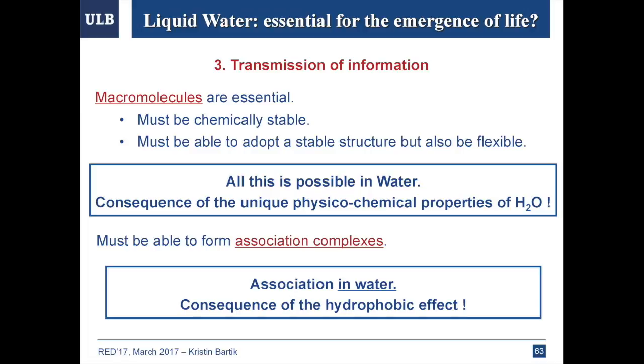But if you want these macromolecules to be there, they're essential, they need to be chemically stable. So you want them still not to be destroyed because they're in very harsh conditions. You don't want them to be in, like some people have suggested, 18 molar sulfuric acid solutions. You need molecules which are able to withstand conditions. But they must also be, and that's extremely important, if you want these macromolecules, whatever they may be, to have a role, they must be able to adopt a stable structure and at the same time have flexibility.